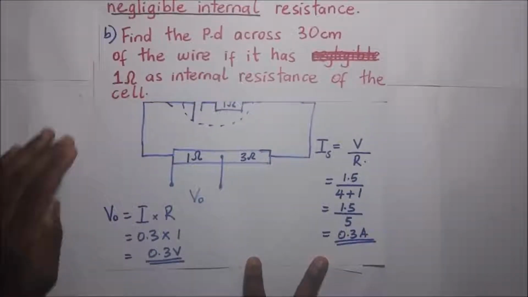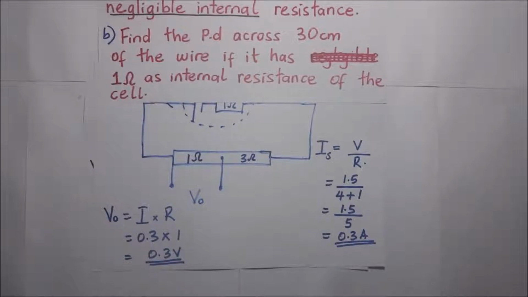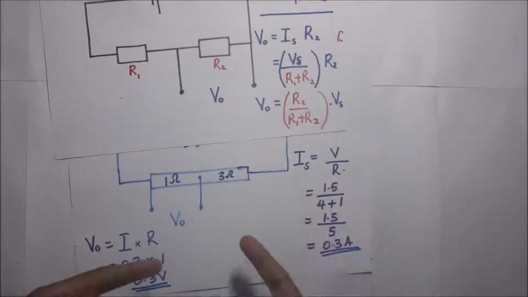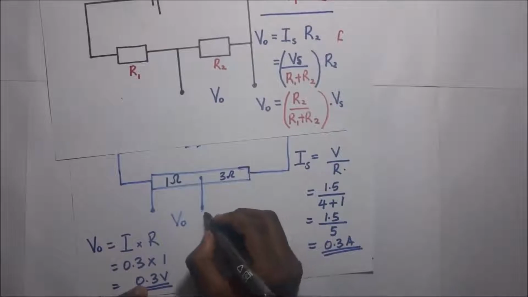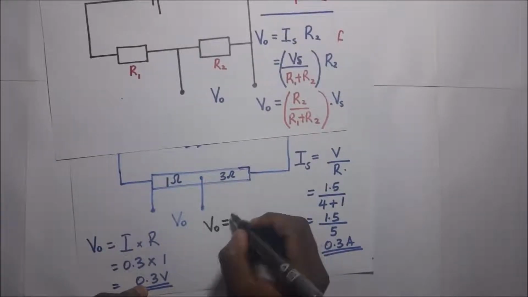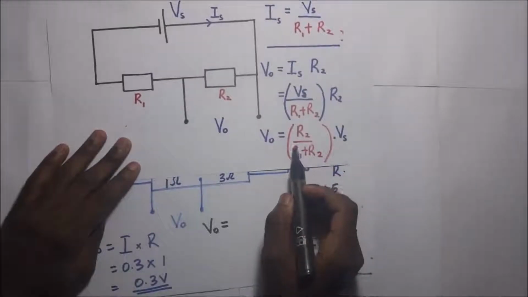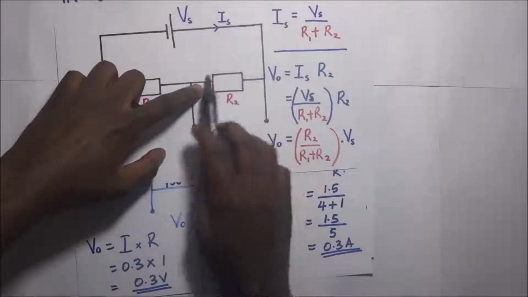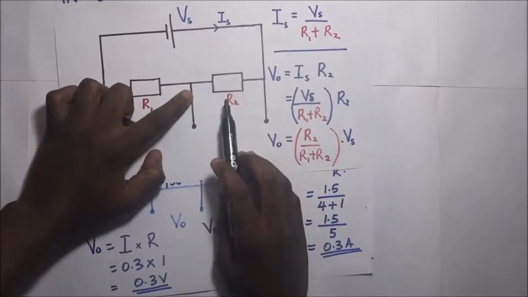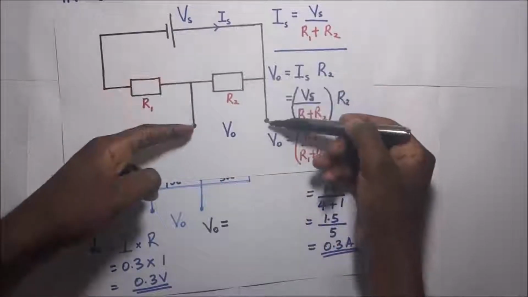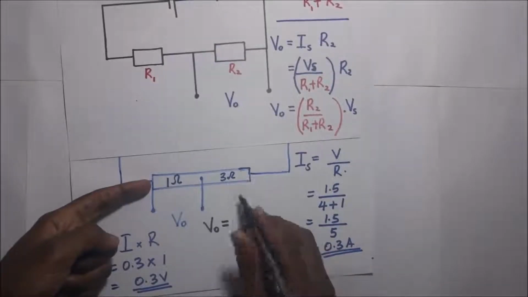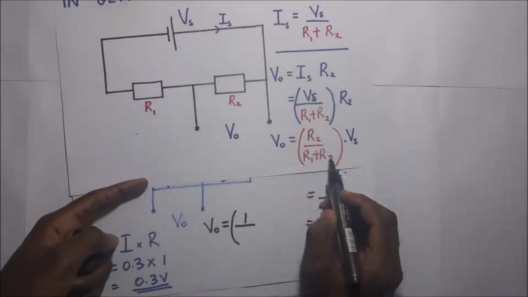Now, of course, if you want to use the formulas that we derived earlier in the general sense, I would say V0, the output voltage, is going to be R2 over R1 plus R2. Now our R2 in this case is the resistor that is across the output voltage that we want. So in this case, the resistor that is across the output voltage that we want is 1. Divide that by the effective resistance in the whole circuit.